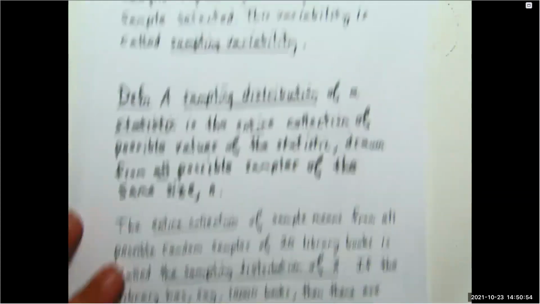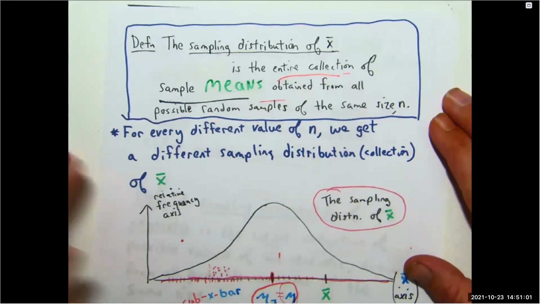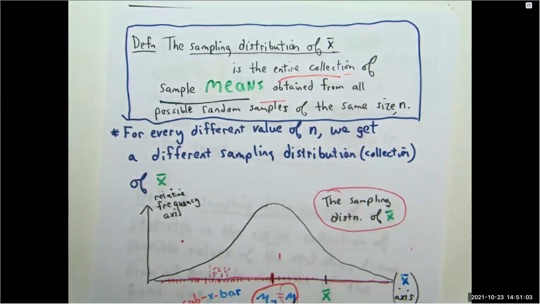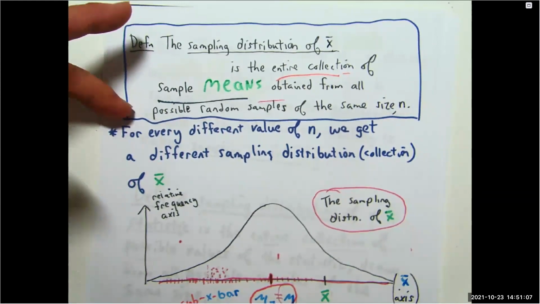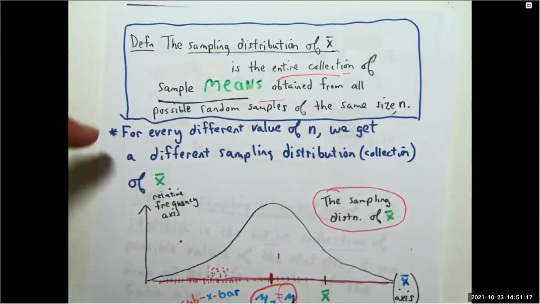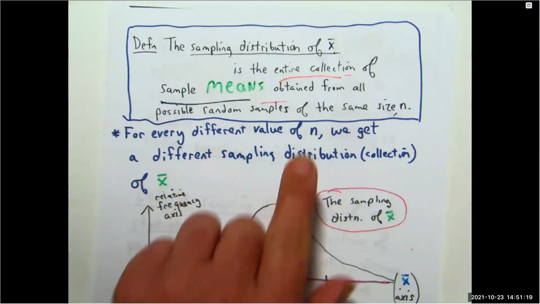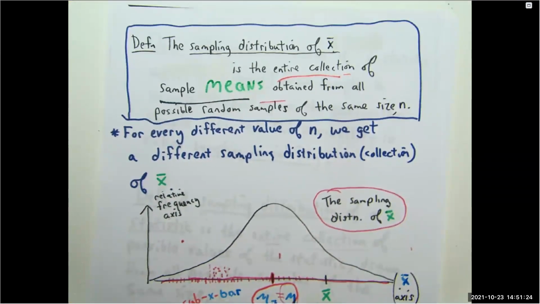All right, so here's the formal definition of the sampling distribution of X bar. It's just the entire collection of sample means obtained from all possible random samples of the same size, n. Now, in the case of the library example, and for every other case, for every different value of n, we're going to get a different sampling distribution, or a different collection of sample means.